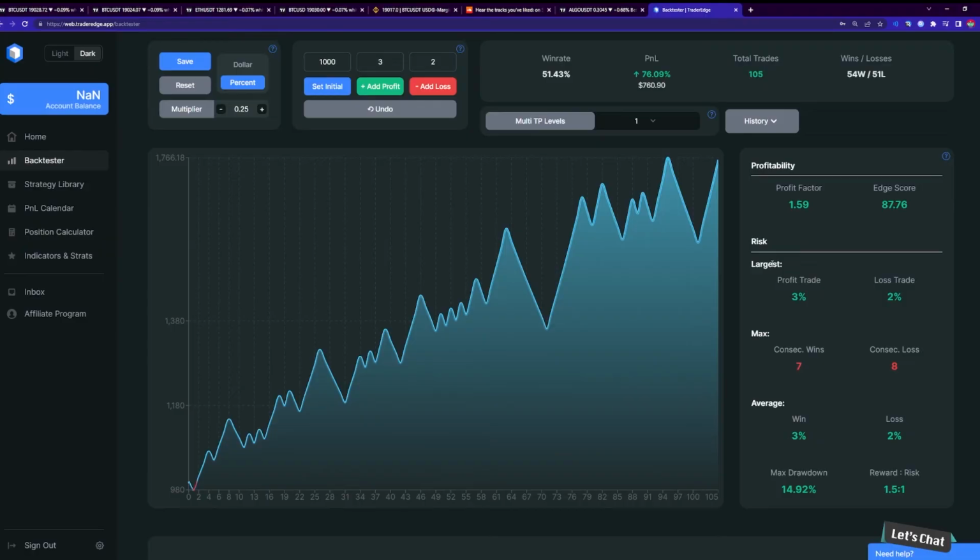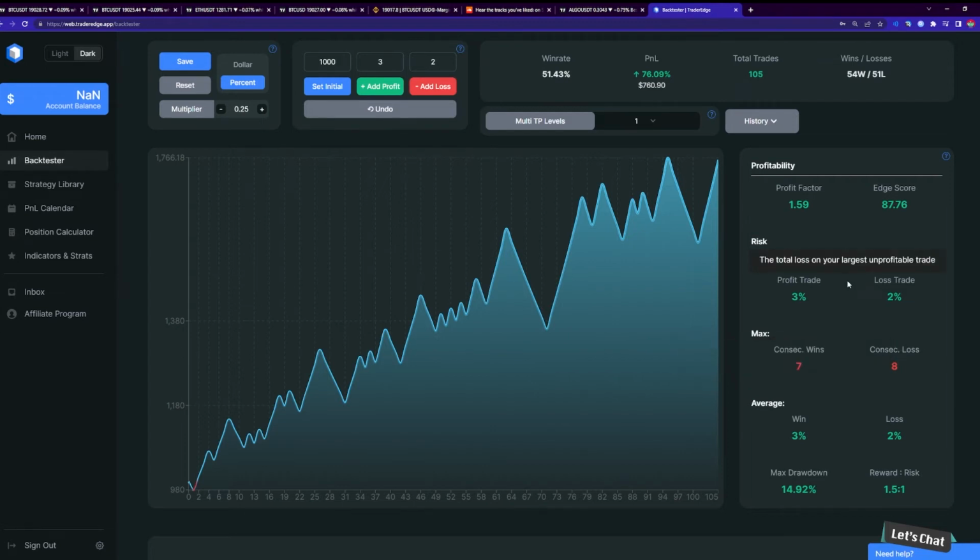So as you can see right here, these are the results for my backtesting. The win rate altogether is 51.5%, and I took 105 trades with 54 wins and 51 losses. The profit factor was 1.59, which is pretty average, and the max drawdown is 15%, which is actually pretty bad. The reward risk was 1.5 to 1, which is what we did for our trades, and the most consecutive losses was 8, which is actually a pretty big red flag.